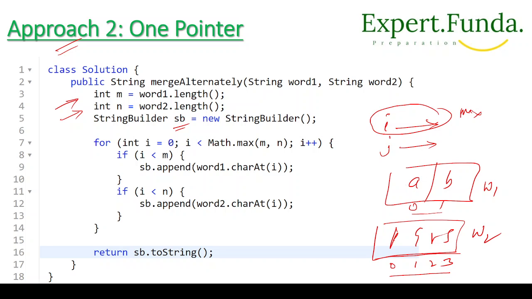So for that, we'll go to the max between m and n. Whichever is max, till that we will go. In this case, this is the max. We'll go to 3, and we will cover our 0 and 1. So in that case, we will use the same thing. i is less than m, i is less than n, and we'll append from word 1 and word 2, and we'll return sb.toString(). I think you got me.